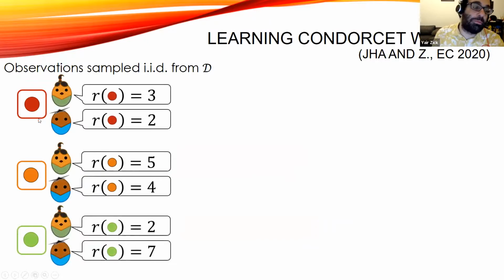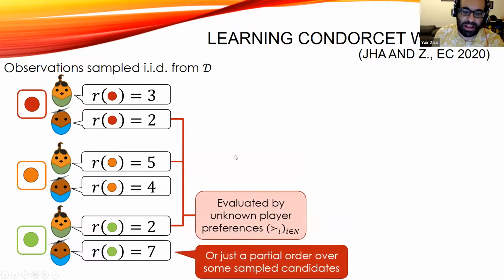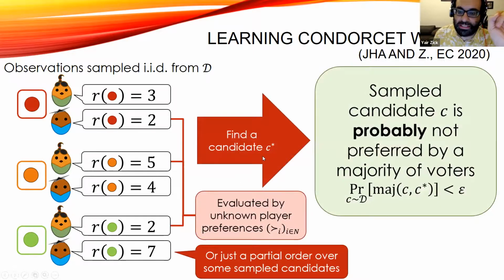Okay, where you think about your samples here are just candidates, and what you basically observe is a partial ranking of the players. Okay, and you want to find a candidate C star that probably beats any other player in a pairwise majority. Okay, so even in this simplistic setting, you can actually get some really interesting non-trivial results.